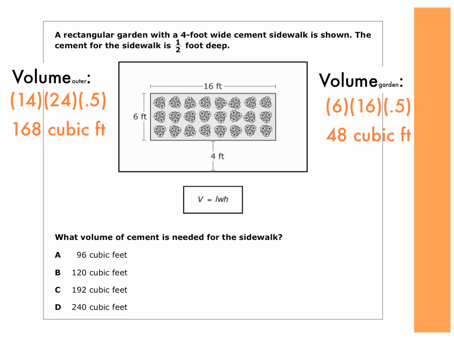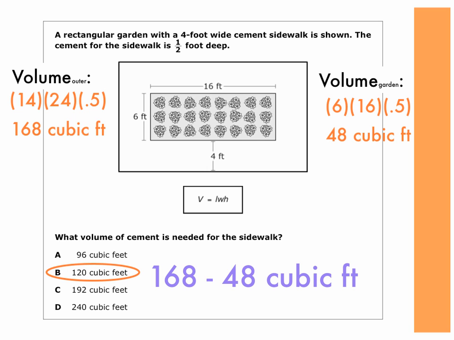Now, I don't need cement for the garden. I don't need that 48 cubic feet from the garden. I'm going to go ahead and subtract it from the larger outer rectangle. And when I do that, I get B, 120 cubic feet of cement is needed.